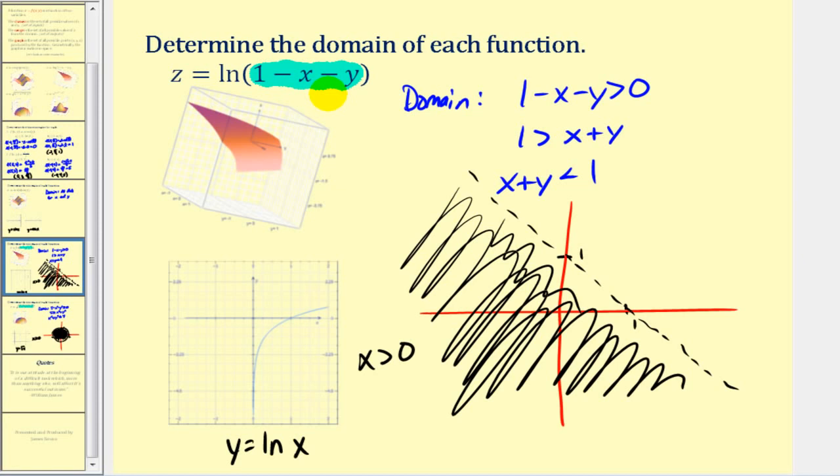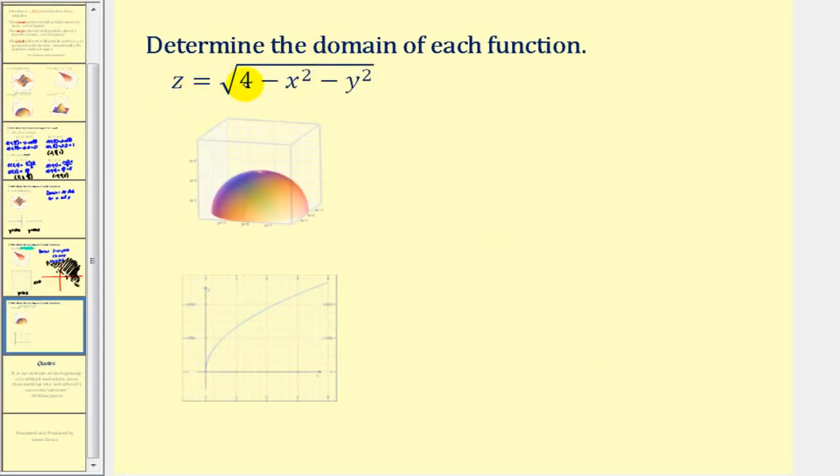Let's go and take a look at one more. Here we have z equals the square root of 4 minus x squared minus y squared. Looking at this, we should be reminded of the function y equals the square root of x when we have a function in terms of one variable. And again, we can see from this graph that the domain of this function would be when x is greater than or equal to 0. Remember, the square root of 0 is defined. So relating this domain to the given function, this should help us determine that 4 minus x squared minus y squared must be greater than or equal to 0. And that would be our domain.